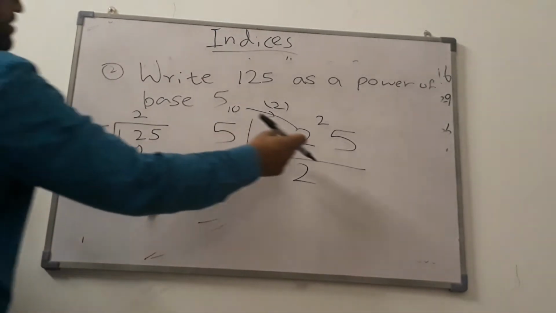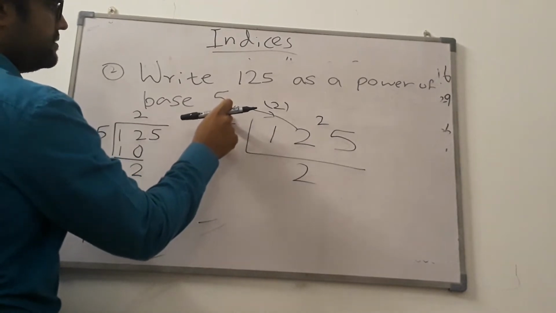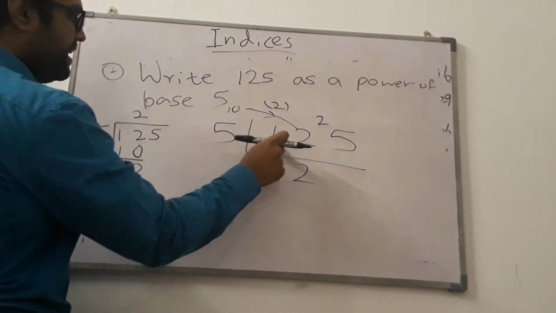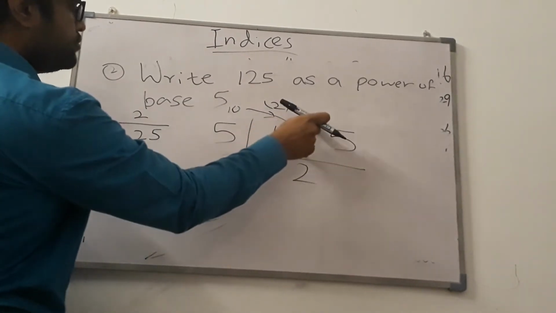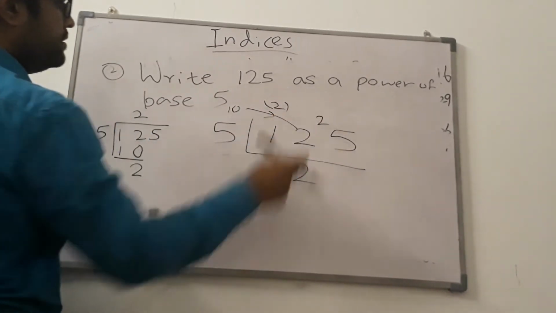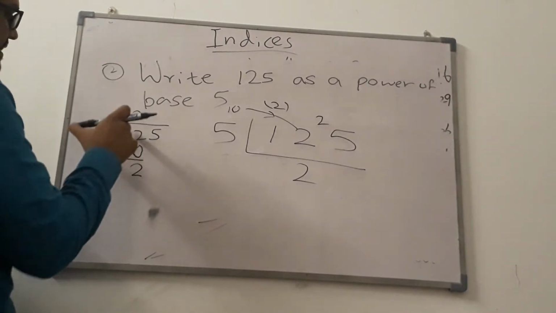Okay, 12 means 5 times 2. 5 times 2 is 10. There are 2 5s in 12, but 5 times 2 is 10. So there is a gap between 10 and 12, which is 2. I wrote 2 nearer to 5. Here also 5 times 2 is 10, the gap is 2.